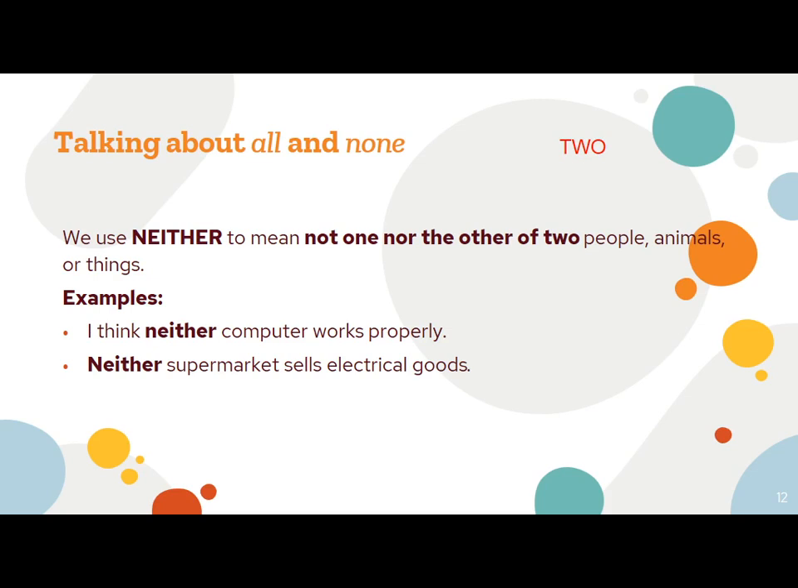And I want to be careful with this. I think neither computer works properly. If you see in here, we're talking about two different computers. But teacher, if you're talking about two computers, why are you using computer and why are you using works? Because neither refers to no one nor the other, separated, talking about two things. Neither supermarket sells electrical goods. Neither supermarket, that might be neither this one nor the other one.